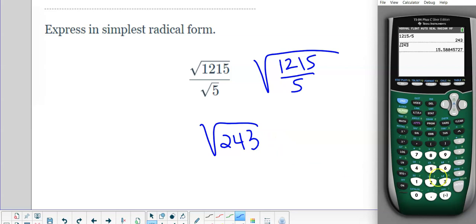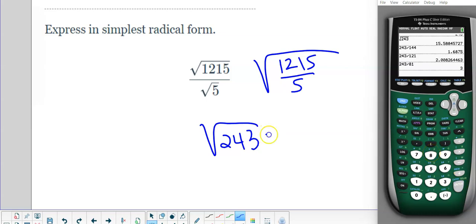So I'm going to just start, let's see, 243 divided by 12 squared. I know this isn't going to work, but I'm just going to try it anyways just to show you. 243 divided by 11 squared. Nope. I know 100 doesn't work, so let's go with 9 squared. 81. Oh, there we go.